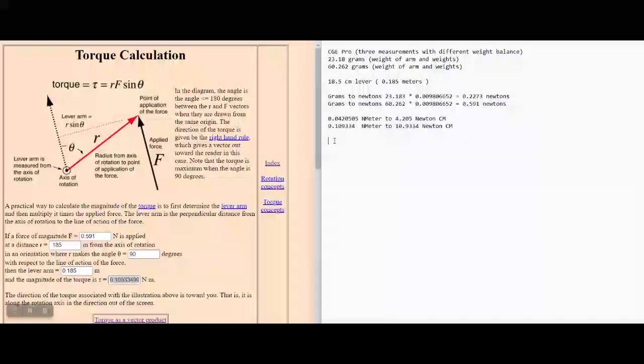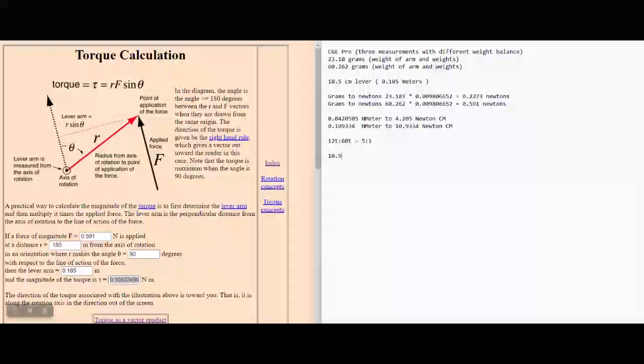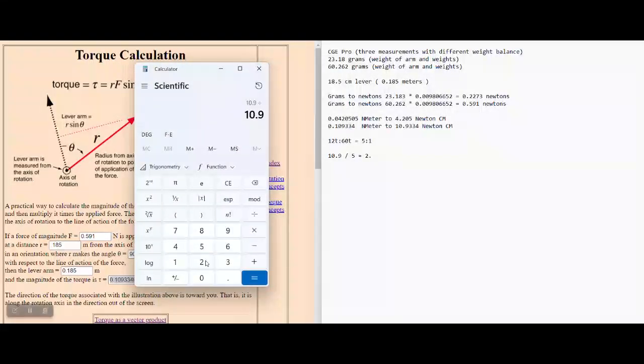Now, also keep in mind these numbers are without the 5-to-1 gear ratio afterwards. So if we add our 12T to 60T gear reduction, that ends up being 5-to-1 gear reduction. So now our 10.9 divided by 5 is 2.18 Newton centimeters. Like I said, would I buy a motor that will only do 2 Newton centimeters? No.